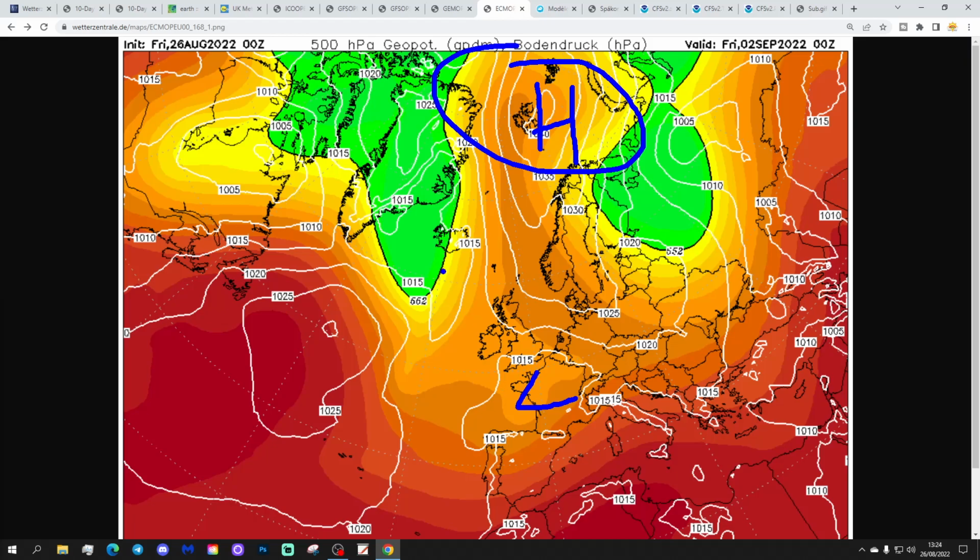And low pressure is to the south and also to the west as well. The pincer movement is on.